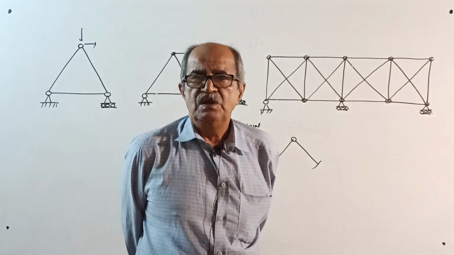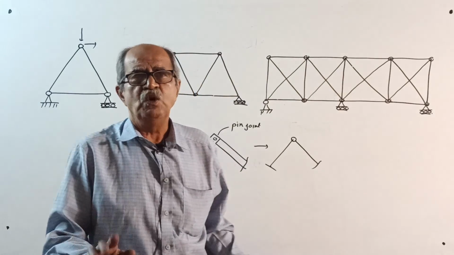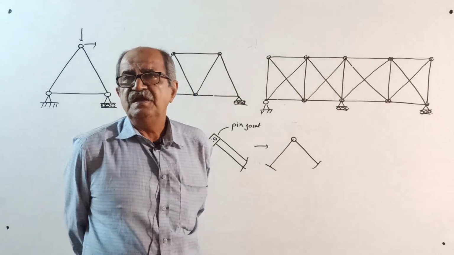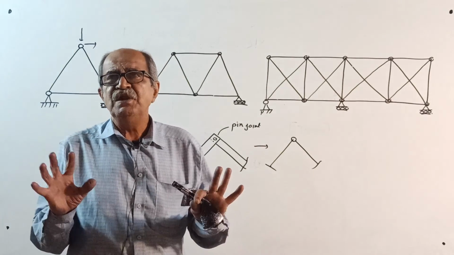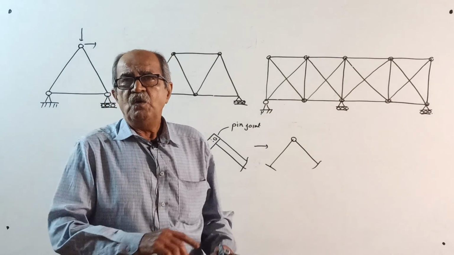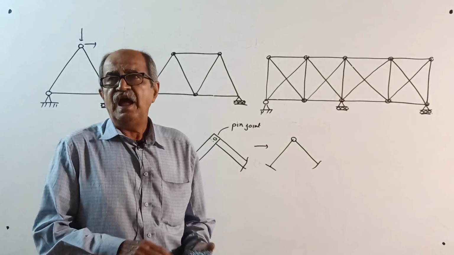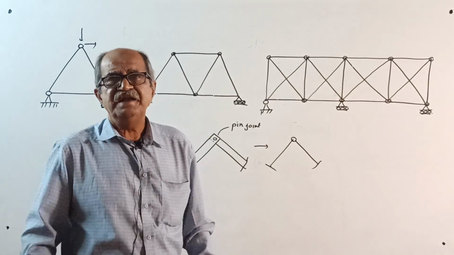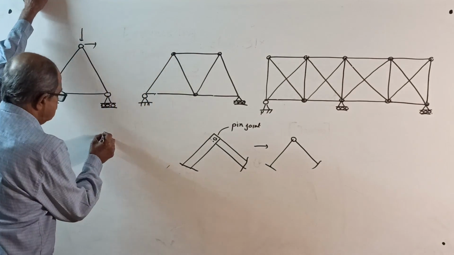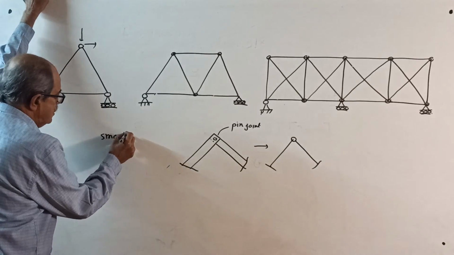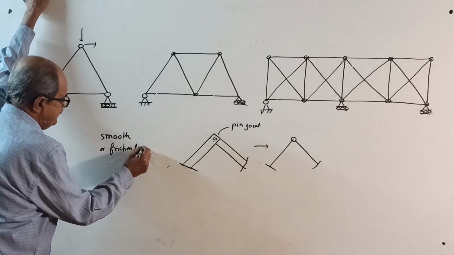First, in the beginning, I will tell what is a pin-jointed frame. I won't write on the board, I will just state it. A pin-jointed plane frame is an assembly of members, all members lying in one plane, and connected or joined at the ends by smooth or frictionless hinges.